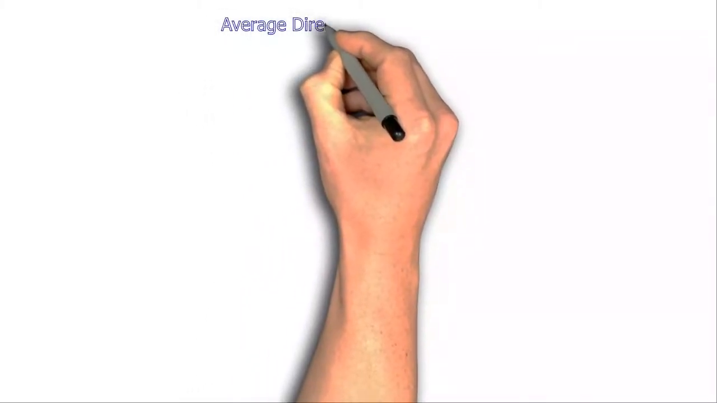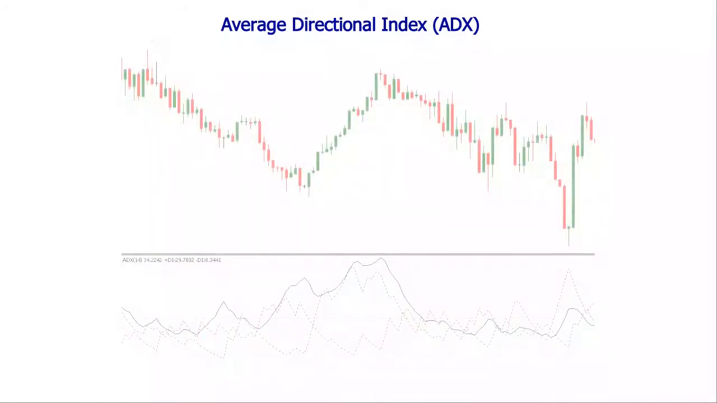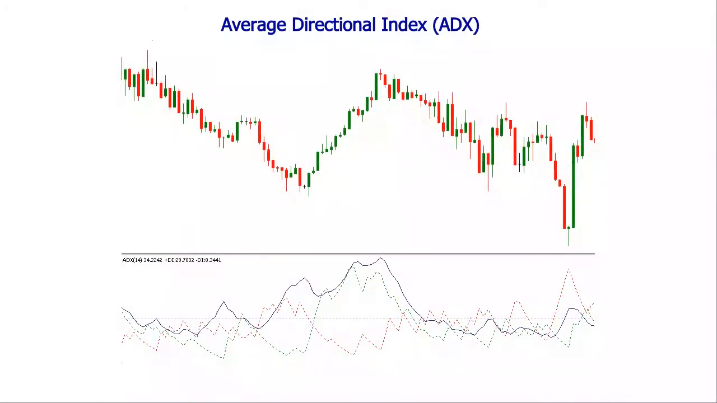The Average Directional Index, ADX, is a non-directional technical indicator. It was designed as an objective value for strength indicator. Usually plotted on a chart along with two other lines, it quantifies a trend's strength.